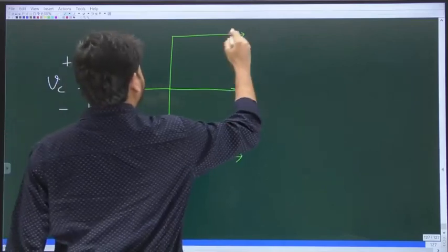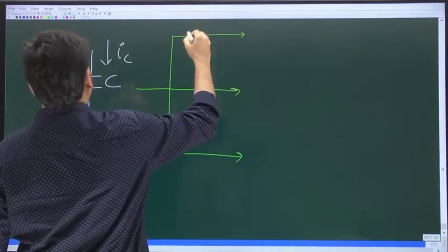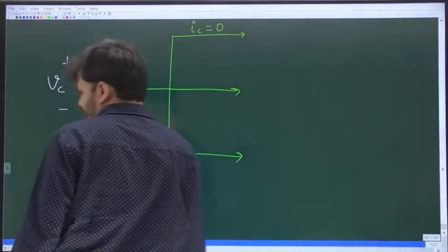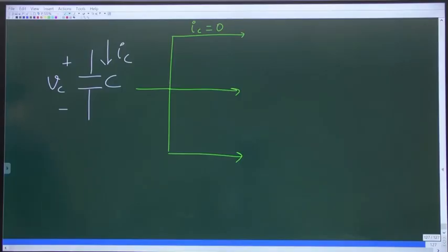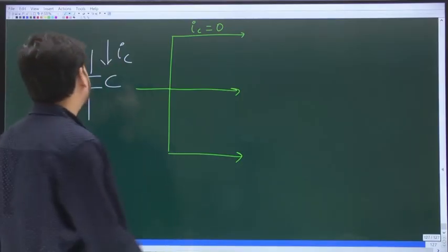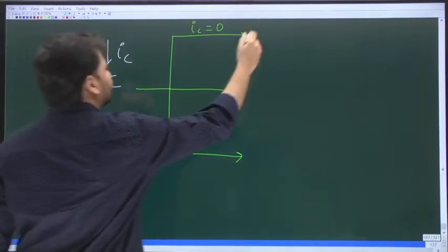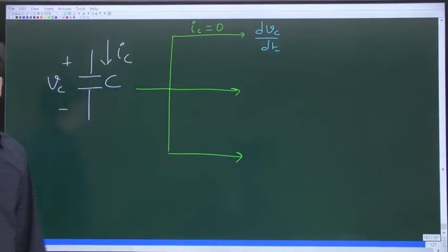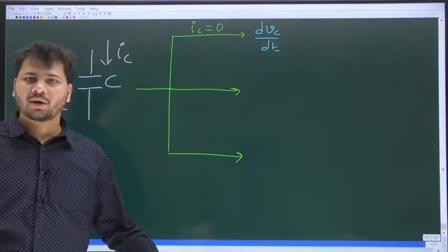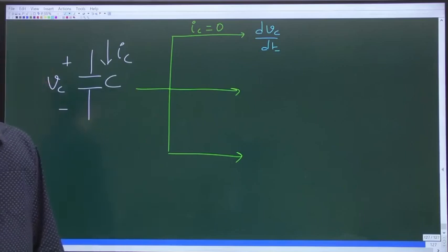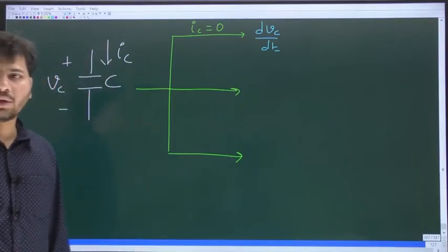So in the first case, let us say IC is 0. If IC is 0, please tell me what is dVc by dt. IC is 0, it means no current is flowing through the cap. What is the value of dVc by dt?